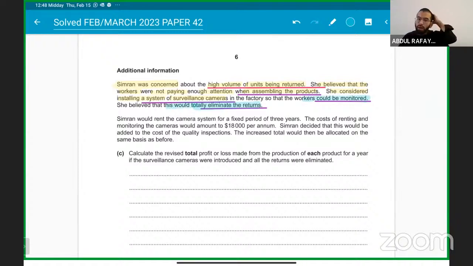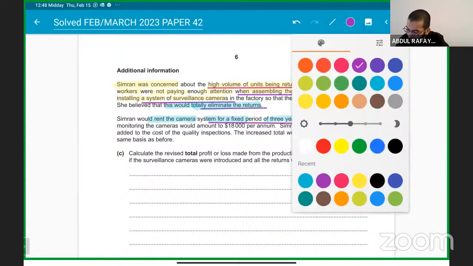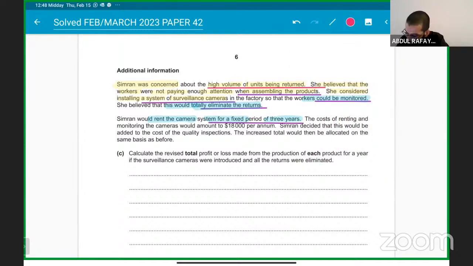Okay, with me, guys? Following? Very important question for 5 marks. This is the most tricky part. Simran would rent the camera system for a fixed period of 3 years. Getting it, guys? Clear? The cost of renting and monitoring the cameras would amount to $18,000 per annum.